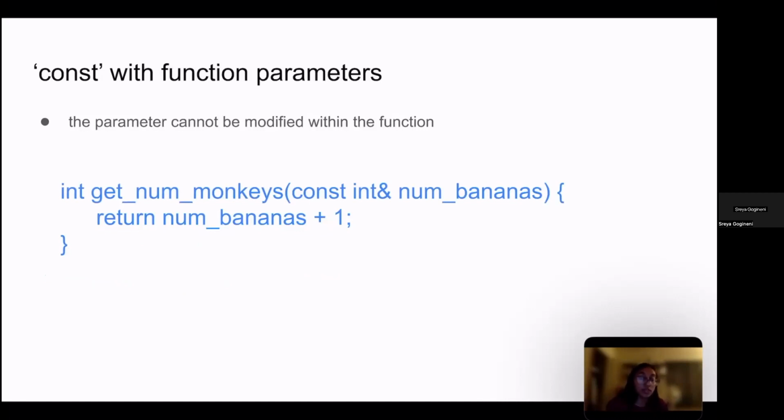Another way to use const is with function parameters. When you put const in front of a function parameter, you're saying this function will not modify this variable. In this case, even though we're passing in num_bananas by reference to getNumMonkeys, getNumMonkeys is saying I will not modify num_bananas.